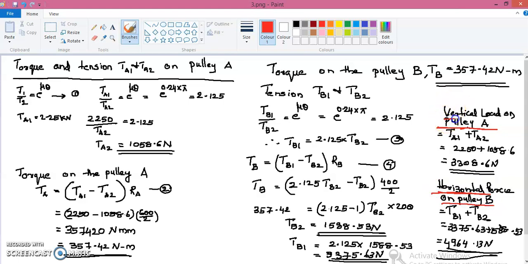This is very important. So we have the horizontal force as 4964.13 Newton and the vertical load as 3308.6. So we have calculated the torque acting on both the pulleys and the tension acting on both the pulleys, and also the total vertical load acting on the pulley A and the total horizontal load acting on the pulley B.